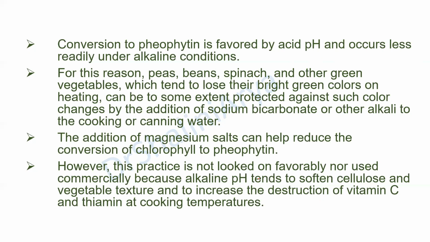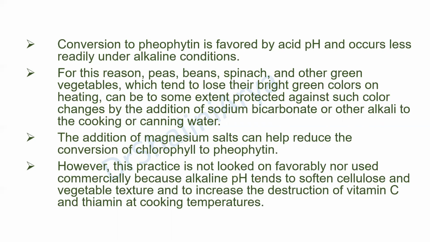So this bright green color on heating can be protected to an extent by the addition of sodium bicarbonate or other alkali. Even the addition of magnesium salt can help to reduce the conversion of chlorophyll to phaeophytin. So if you want to keep the vegetable green, use these.